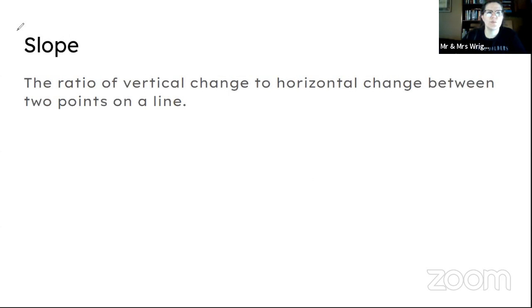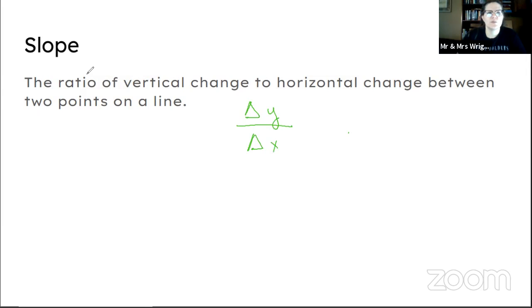All right, slope. Slope is when we're talking about the constant change. It is the ratio of vertical change to the horizontal change between 2 points on a line. So we have the vertical change in y over change in x. That's what ratio means. Ratio means creating a fraction or a division symbol in this case.